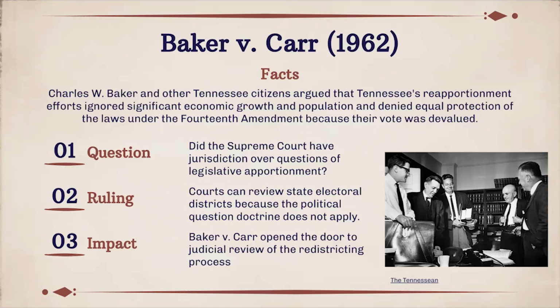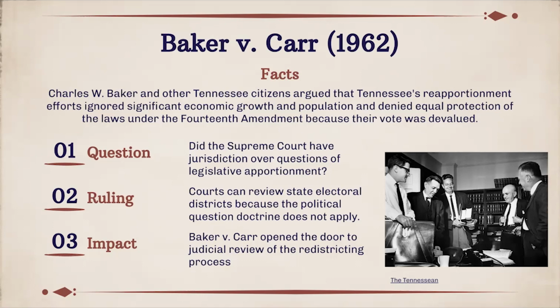And so they sued, saying that they were denied equal protection of the laws under the 14th Amendment because it was Baker's suit, so because his vote was devalued. So the question to the court became, did the Supreme Court even have jurisdiction over questions of legislative apportionment? So not, was this a violation of the 14th Amendment? The real question is, can the Supreme Court even do anything about this?